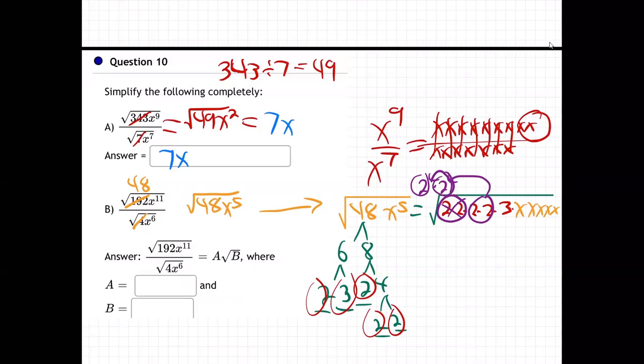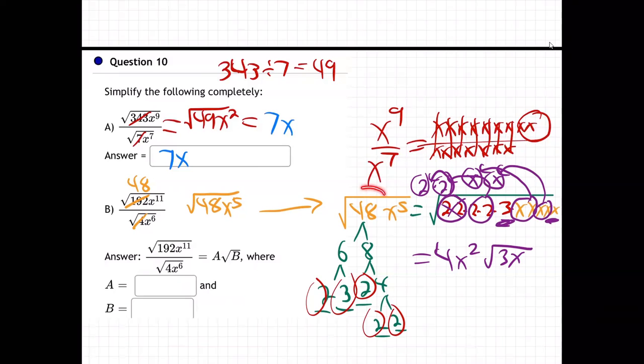They're gone. 2 x's sends out an x. 2 more x's sends out another x. So what do we get on the outside? 4x squared on the outside. What's left on the inside? The 3 and the x. Just like that. Does that make sense?